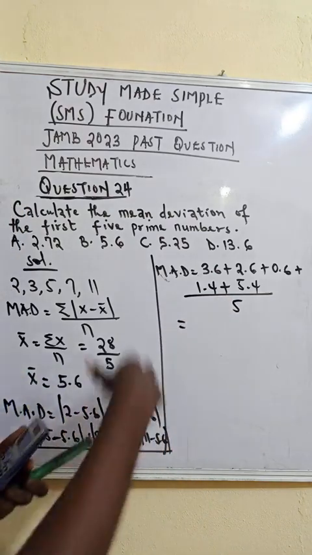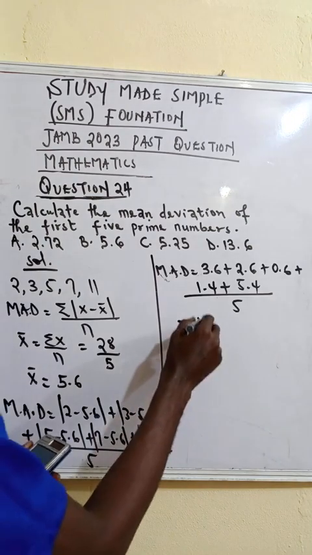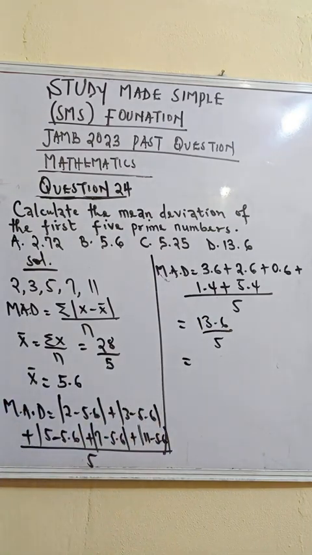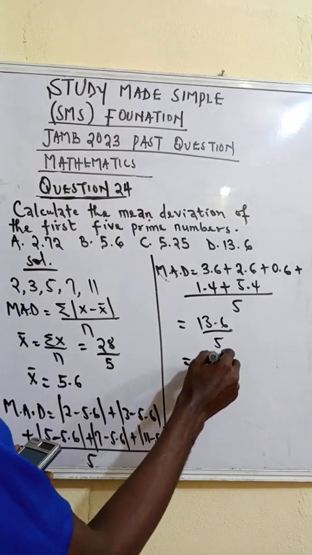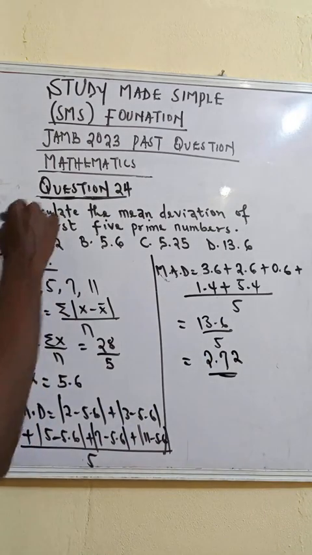The next thing is to add all of the scores together, starting with 3.6 plus 2.6 plus 0.6 plus 1.4 plus 5.4. So everything equal to 13.6, all divided by 5. So 13.6 divided by 5. This gives me 2.72. That's the mean absolute deviation, option A.